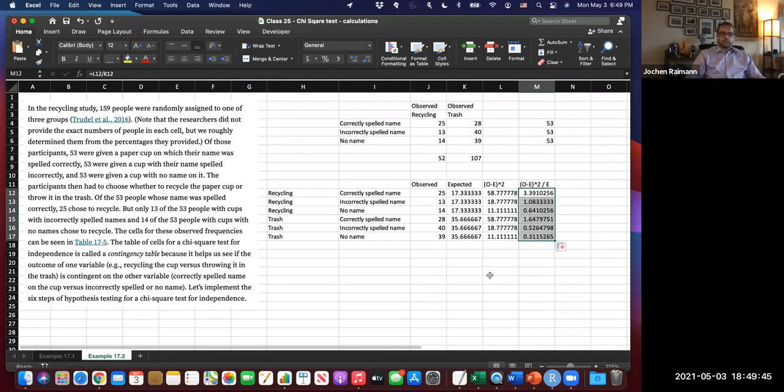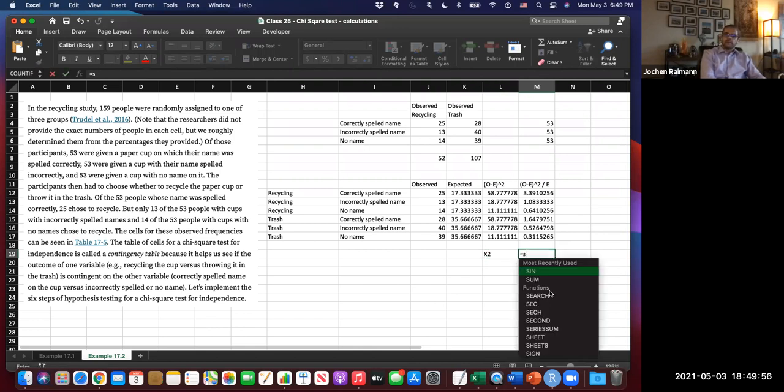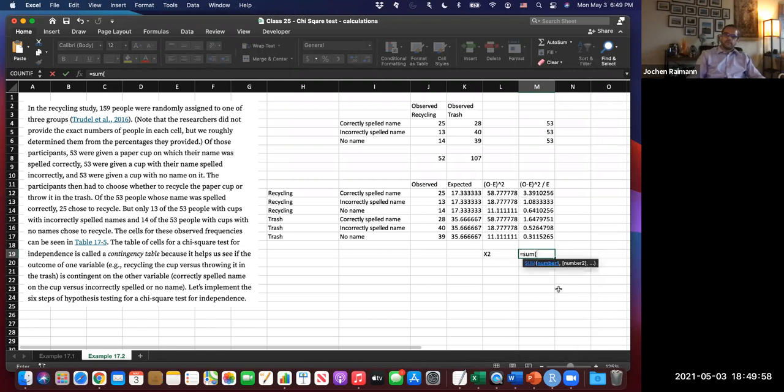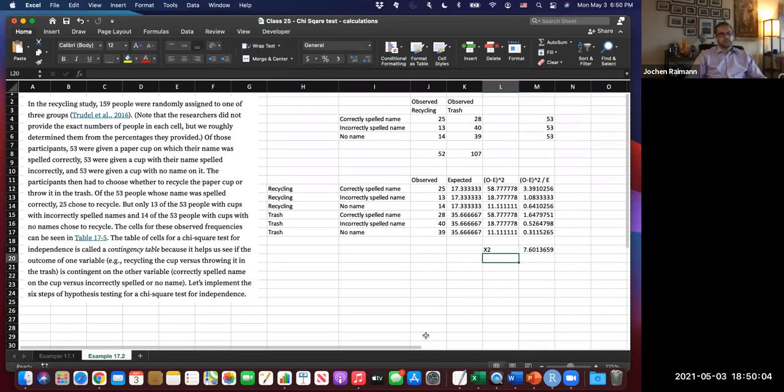So, and now in the last step, you just need to sum this. And the sum is your chi-squared. So this is your chi-squared, 7.61. So, million dollar question, are we rejecting this or not? We go back to our slides.